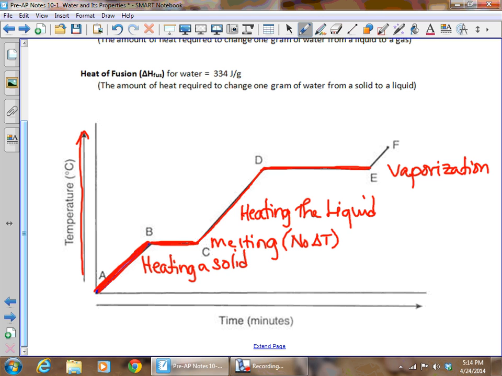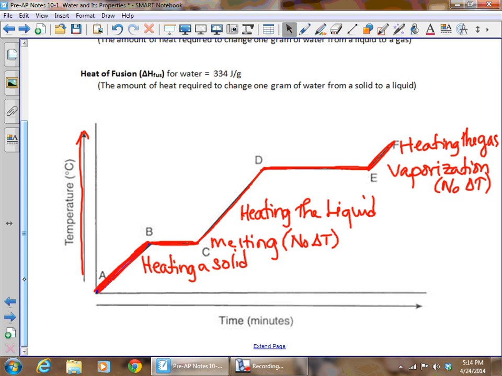And finally, let's go ahead and write this down because it's important. There's no change in temperature anytime we have that phase change. And finally, the last one, from E to F, is when we're heating up the gas. So those are the 5 stages of any heating curve.